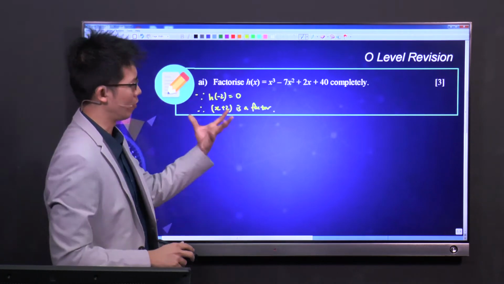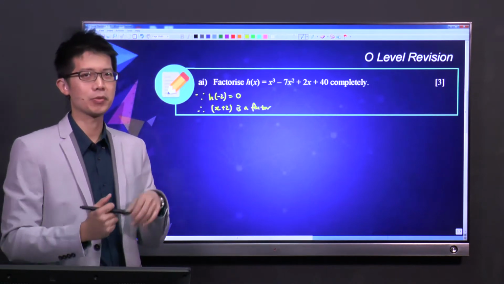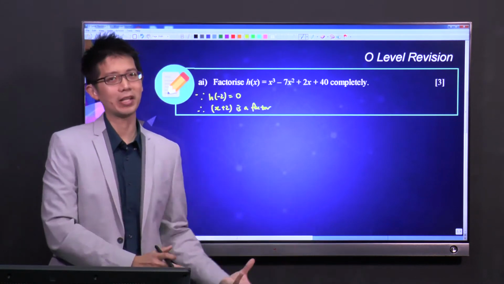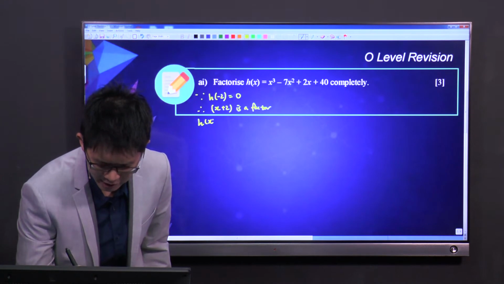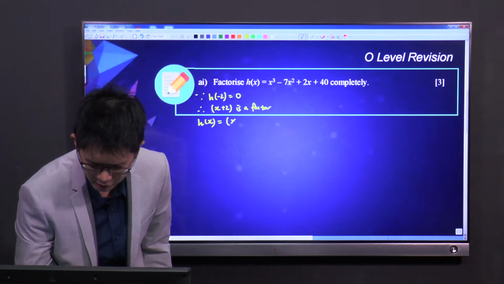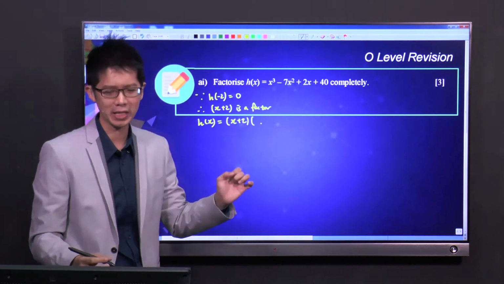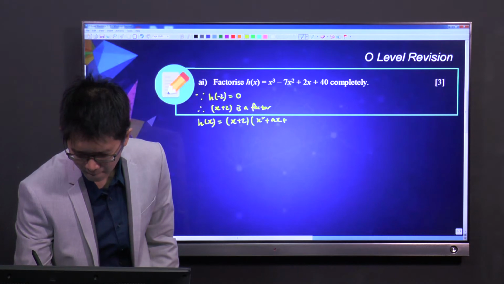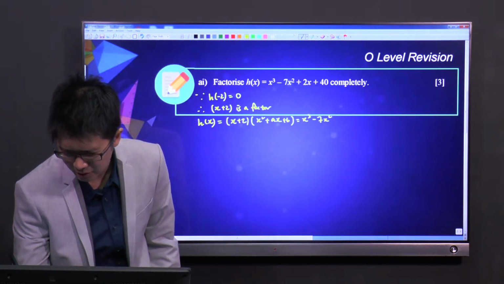We found a factor. Once we found a factor, things are much easier now, because we can use the factor to break down the polynomial to get the other factors. So h(x) is going to be equal to this times something else, which must be a quadratic. So this quadratic has to be something like this, and eventually this is going to look like this after you expand it, because that's the same as f(x).